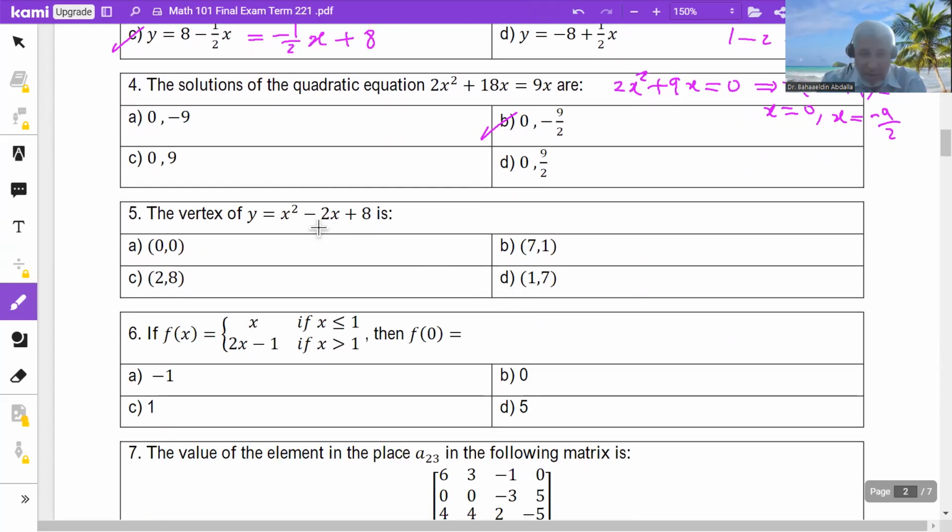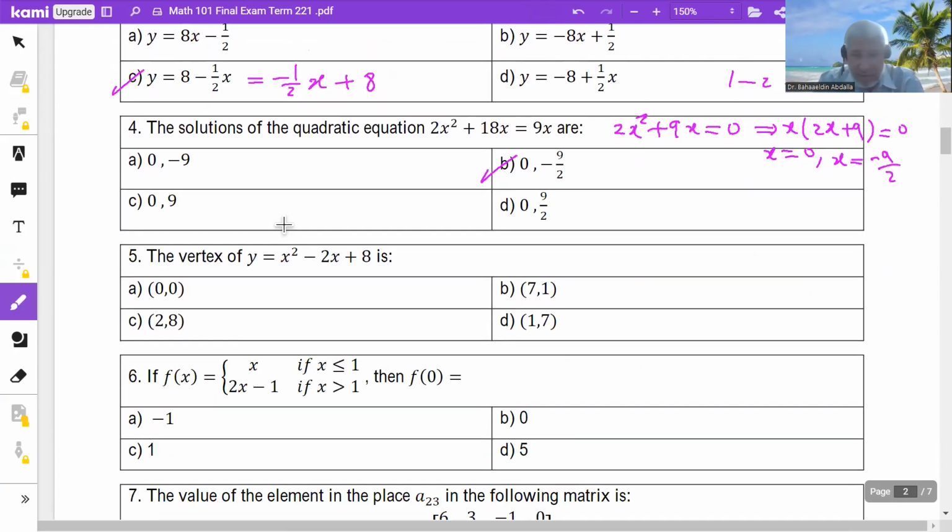The vertex of this parabola: if the coefficient of x squared is positive, this parabola opens upwards. And to find the vertex, which consists of h and k, h is defined to be negative b over 2a. So a is the coefficient of x squared, so I have 2 times 1. And b is the coefficient of x, which is negative 2. I have negative b, so it would be 2. 2 over 2 is 1, so h is 1. The only answer with h equal to 1 is D.